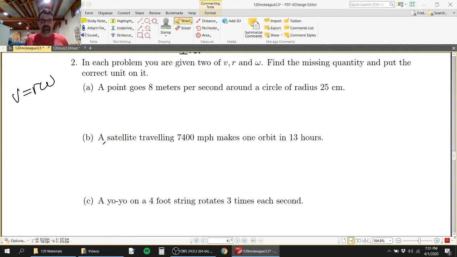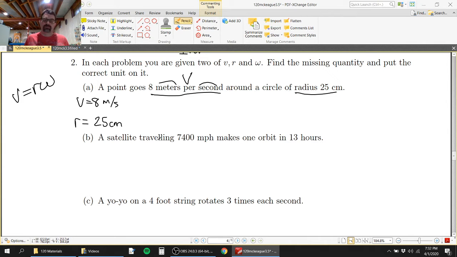All right, so a point goes 8 meters per second. So sometimes the deal here is figuring out which ones I know. A lot of the times that can be based on the units even. 8 meters per second, a distance per time, that's V right there. All right, so V is 8 meters per second. This is clearly a radius. So R equals 25 centimeters.